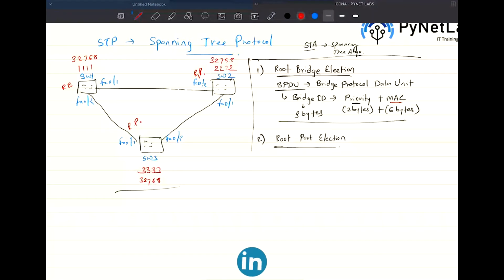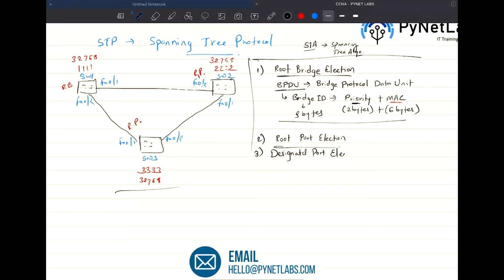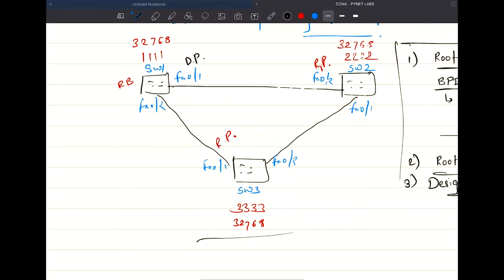Then, we are left with electing the designated port. So, the third type of election that is done is electing designated port. And now by default, all the ports that are of root bridge are placed as designated port. So I will call these ports as designated port, meaning they will not be blocked ever. They will always be on.